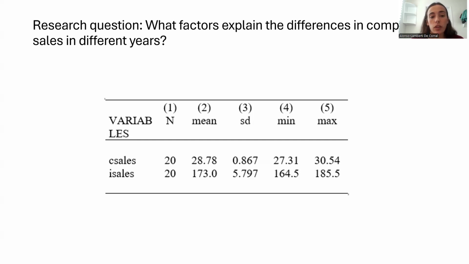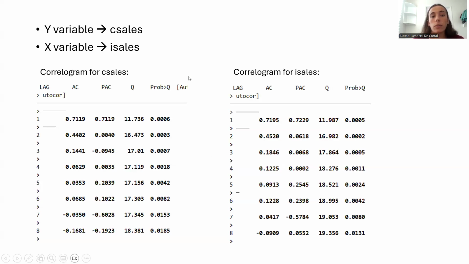So we have two variables, company sales and industry sales, and we see that we have 20 observations for each, so 20 years. Previously we had to transform these nominal values to real values so that we can work with them. Then we have their mean, their standard deviation, their minimum, and their maximum. So our Y variable will be company sales and our X variable will be industry sales.